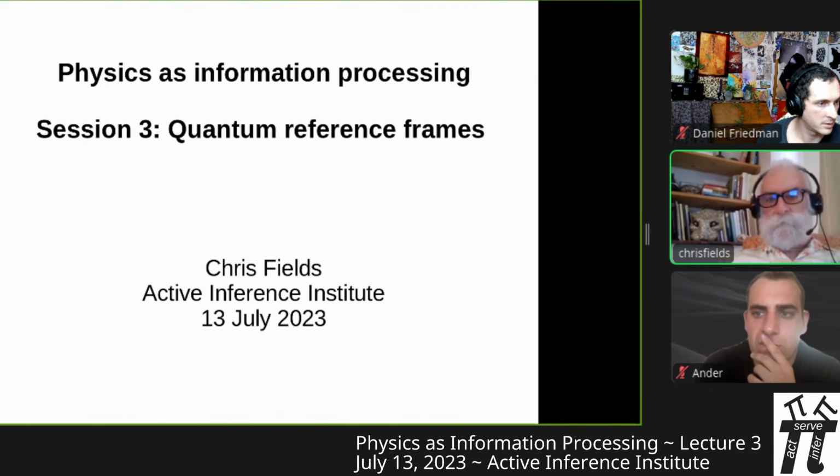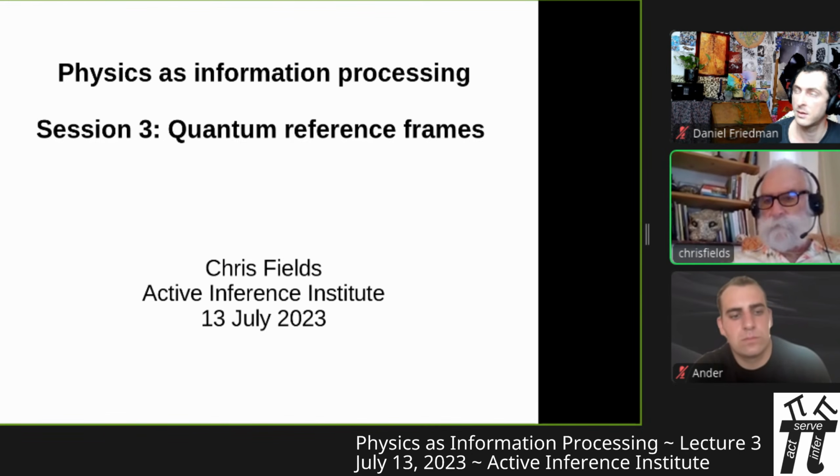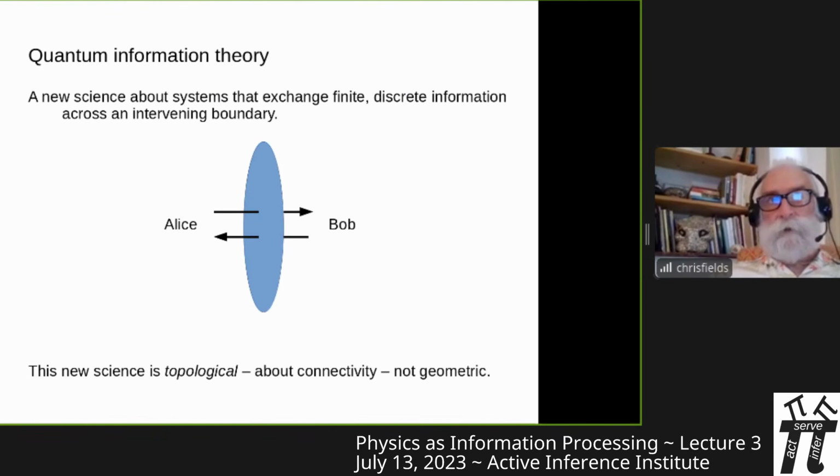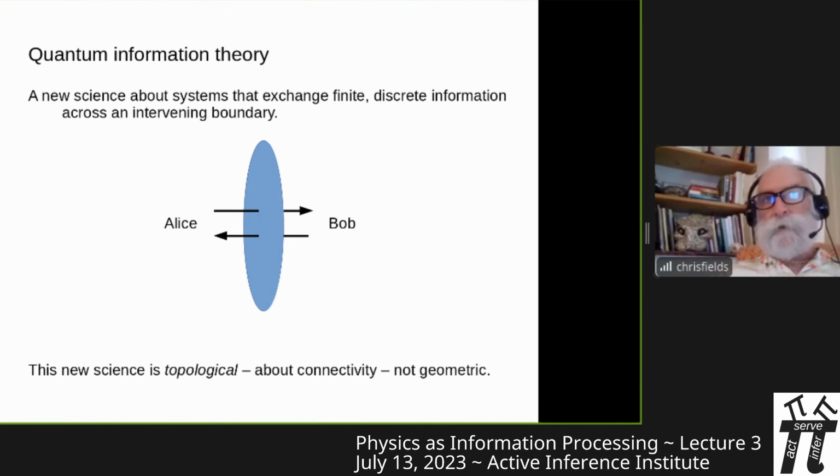Thank you, and welcome to Physics as Information Processing Session 3, which is about quantum reference frames. In this course, we've talked about quantum information theory, which we characterized as a general theory that describes the exchange of finite information between two finite agents that are separated by some boundary. And we emphasize that this is a topological theory, not a geometric theory, so it makes no assumptions about an embedding space-time.